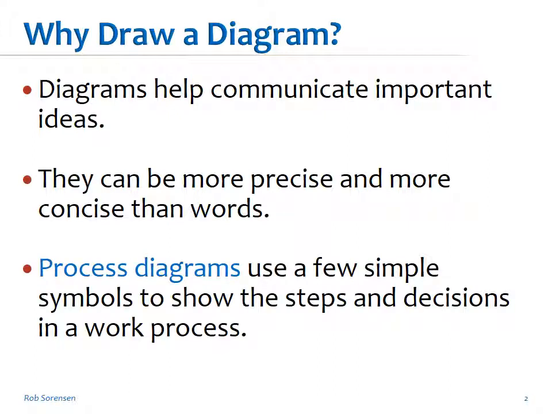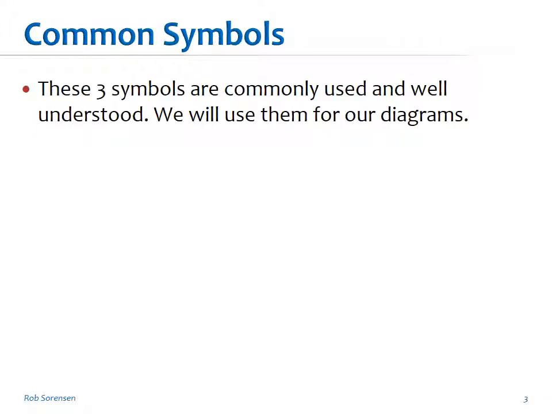Process diagrams are one of the types of diagramming we use in business, and we're just going to use a few simple symbols to show the steps and decision points in any work process. The three symbols that are commonly used almost everywhere and very well understood in the business world are these, and we're going to use them for our diagrams as well.